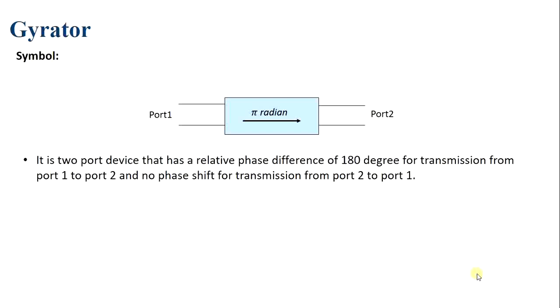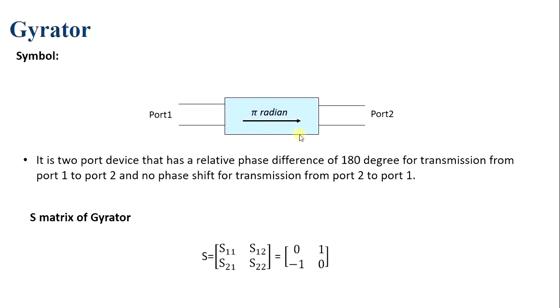As we are seeing, this gyrator is a non-reciprocal device, and its properties are different from both the ports. Now moving to the S matrix of the gyrator, port 1 and port 2 are both matched ports, so S11 and S22 will be equal to 0. And we know when the signal is fed from port 1, the output at port 2 is phase shifted by 180 degrees, and if the signal is fed from port 2 to port 1, there is no phase shift.